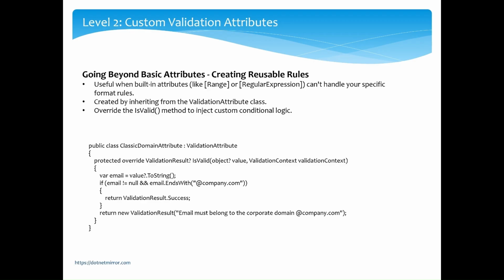If you look at the implementation code below, we create a class named CorporateDomainAttribute that inherits from ValidationAttribute. We override the IsValid method, which gives us access to the incoming value object. We convert that value to a string and check if it ends with our corporate domain @company.com. If it matches, we return ValidationResult.Success. If that fails, we return a new ValidationResult containing our targeted error message. Once this class is written, you can simply tag it onto any DTO string property across your entire application.